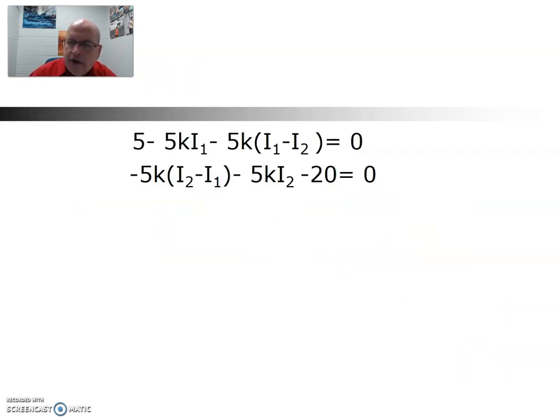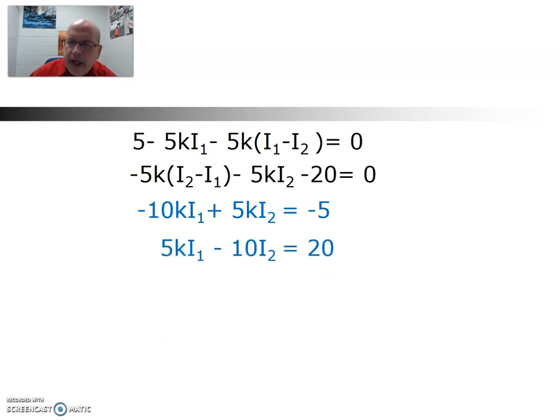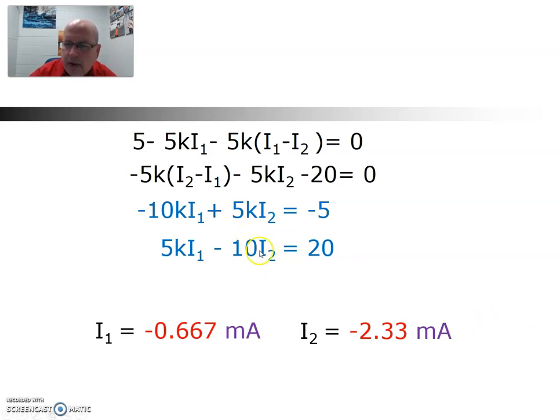Again, we're going to collect terms and rearrange, and we get negative 10K I1 plus 5K I2 is equal to negative 5. Second equation, 5K I1 minus 10K I2 is equal to 20. And that would give us a negative 2/3 of a milliamp for I1 and negative 2 1/3 milliamp for I2. And again, notice there is one little typo there. That should be 10K I2.